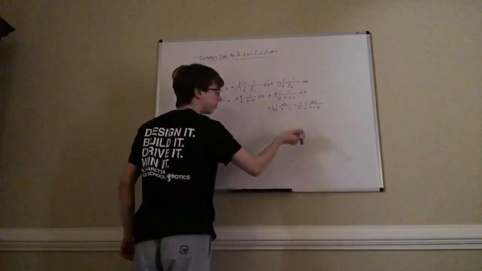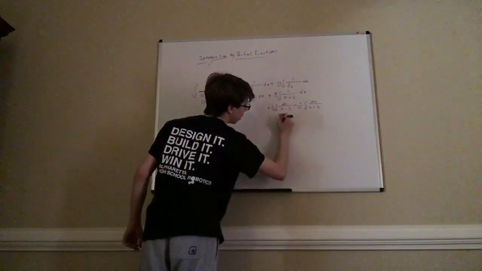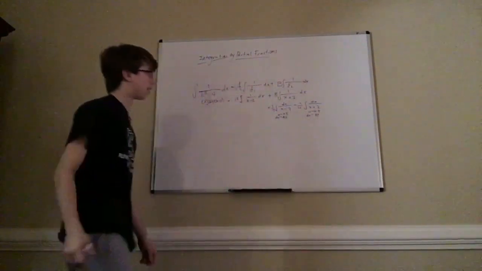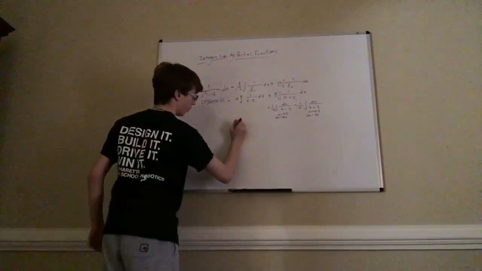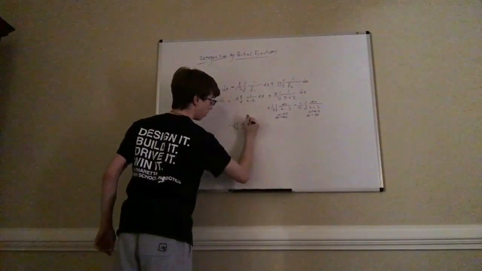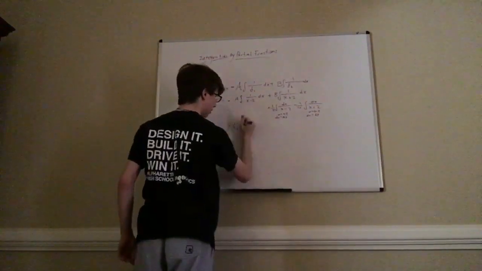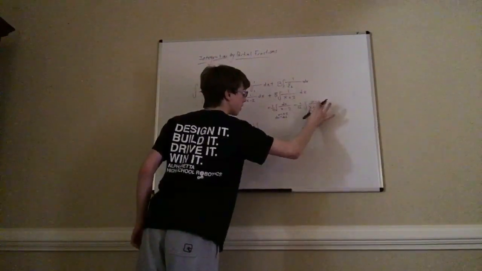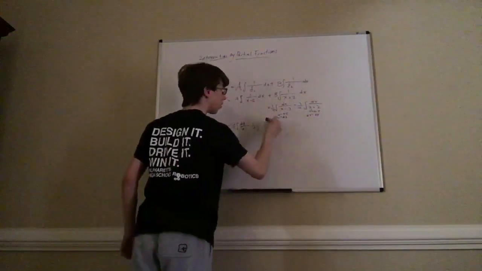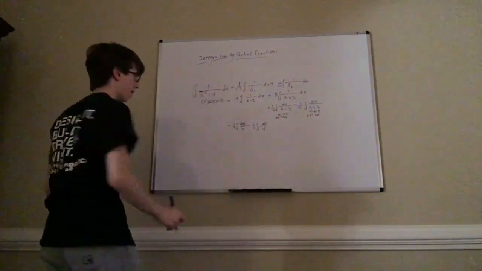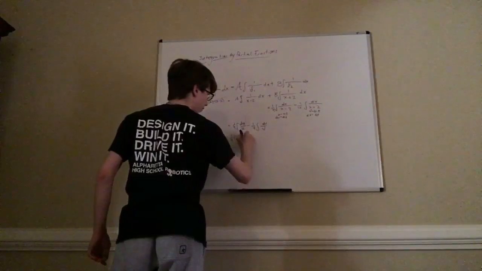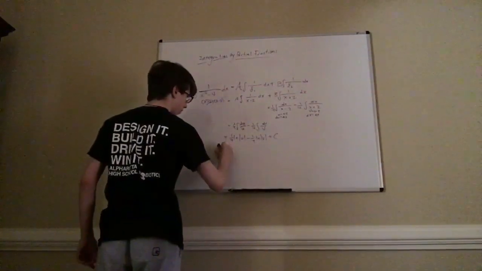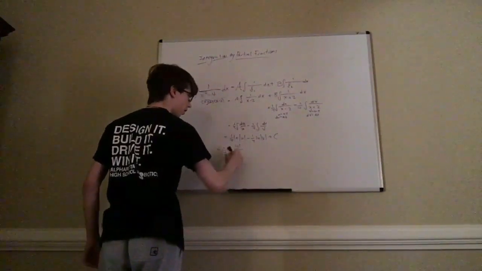So we're just going to do u substitution. We're going to say u is equal to x minus 2, and then du would be dx. And then here, let v be x plus 2, so dv would be equal to dx still. So this is going to be 1/4 the integral of du over u minus 1/4 the integral of dv over v. Okay, so this is equal to 1/4 ln absolute value of u minus 1/4 ln absolute value of v plus c.